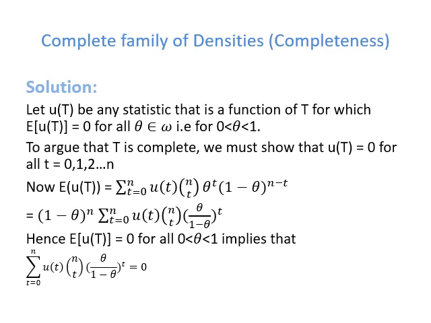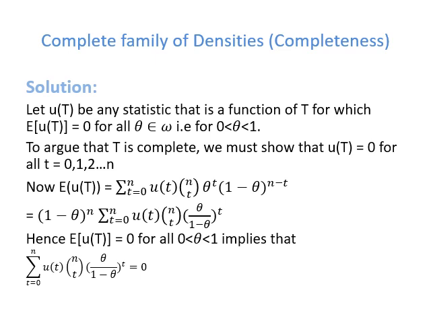Now, to show that t is a complete statistic, we have the function u of t. Let u of t be any statistic that is a function of t for which the expected value of u of t equals 0 for all theta. Now, if we want to show that t is a complete statistic, we must show that u of t is equal to 0 for all theta, and of course for all t.